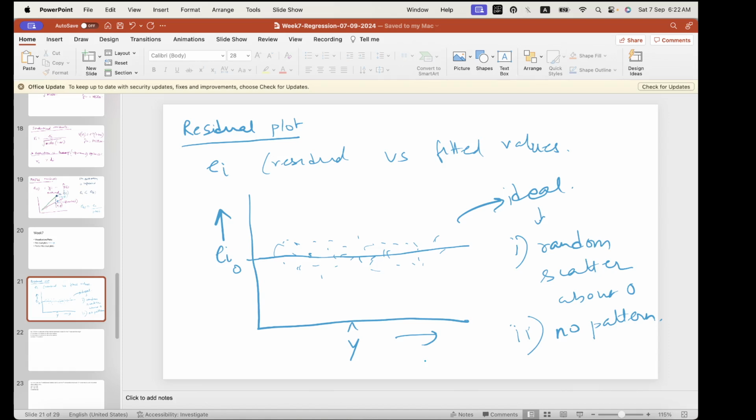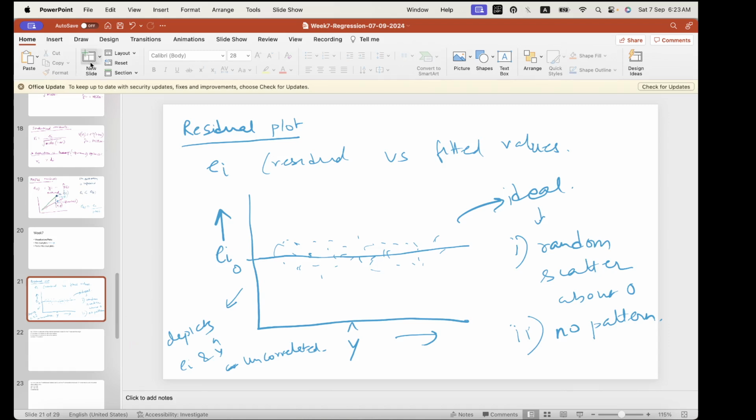Now, in case we don't get such a clear graph, what does that indicate? If there is no pattern between y hat and e_i, it shows that e_i and y hat are actually uncorrelated. This is expected because we want our predictions to be robust, and we do not want them to be correlated with the error or estimate error that we are making. Okay, so this was about the residual plot.